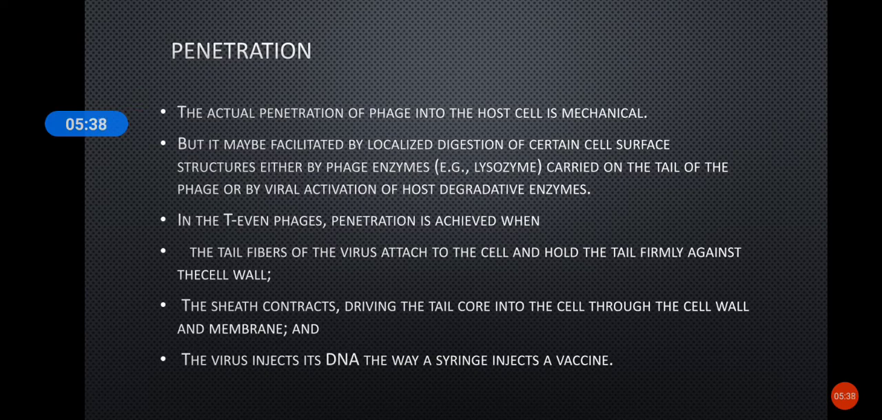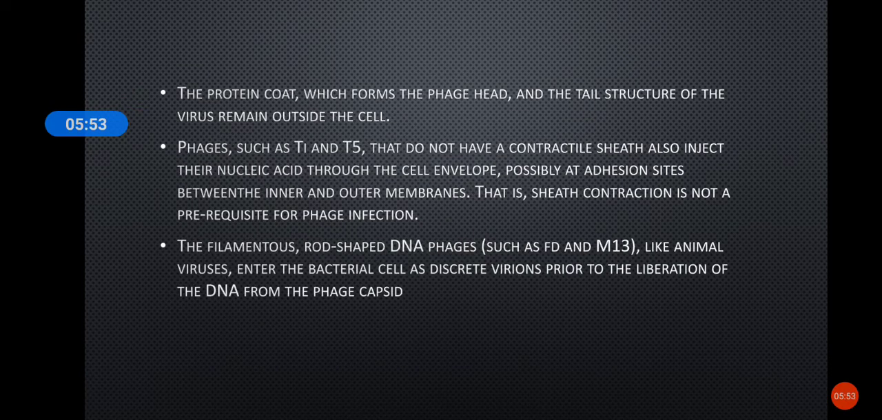So what happens, first the tail fibers will attach, and then the sheath will contract, and this contraction will drive the DNA into the cell. The rest of the protein coat, the capsid and the phage head, will remain on the surface of the cell. That is, they will not enter, only the DNA will enter.